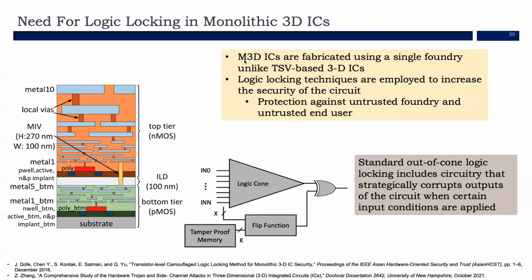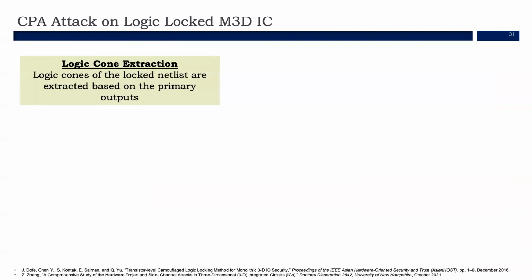The monolithic 3D ICs are usually fabricated using a single foundry. Therefore, to protect the circuit against an untrusted foundry, a logic locking based approach is typically used. This is in form of a standard out-of-cone logic locking technique as shown in this figure here. So the correlated power attack on the locked monolithic IC consists of the following procedures.